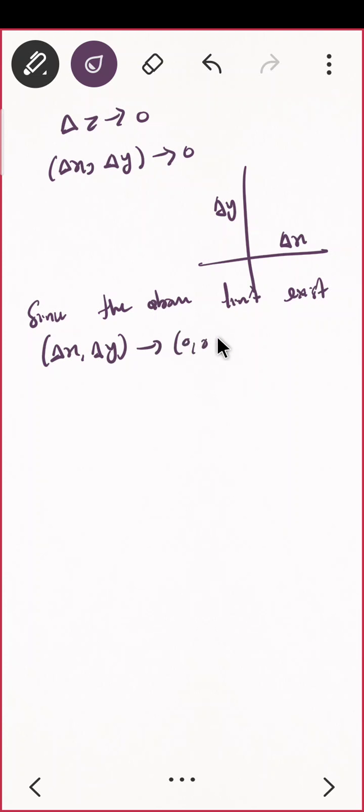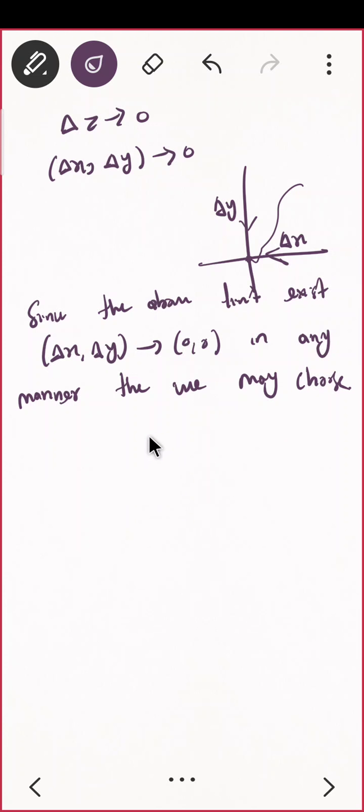Since I'll write here, the above limit, above means that the previous slide exists, so delta x comma delta y tends to 0 0 in any manner. That is, if you come from any direction, either this direction or this direction or any direction, you will be getting the limit, in any manner that we may choose.